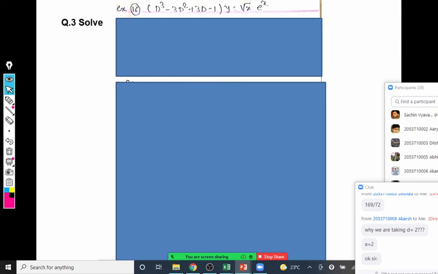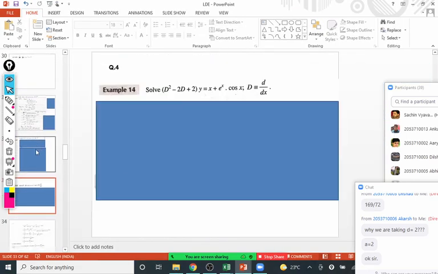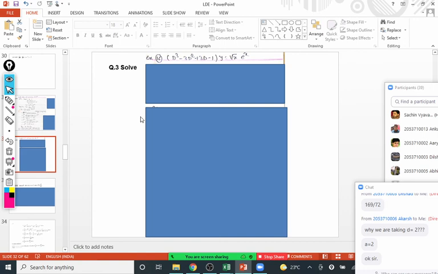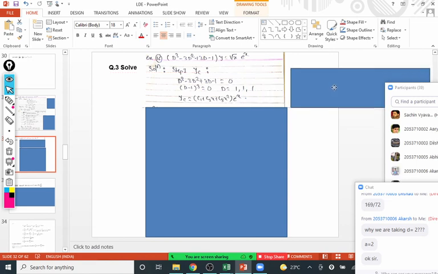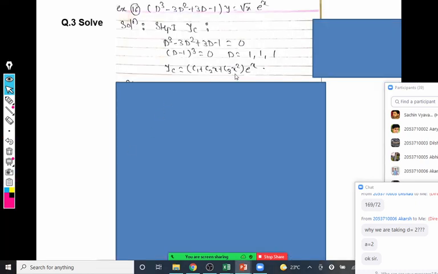So what should be YC? C1 e raised to x plus C2 x e raised to x plus C3 x square e raised to x. Okay, good. But you can also write C1 plus C2x plus C3 x square into e raised to x, by taking e raised to x as common. Both are correct. So that is YC: C1 plus C2x plus C3 x square into e raised to x. It is already D minus 1 bracket cube, and we got YC there.